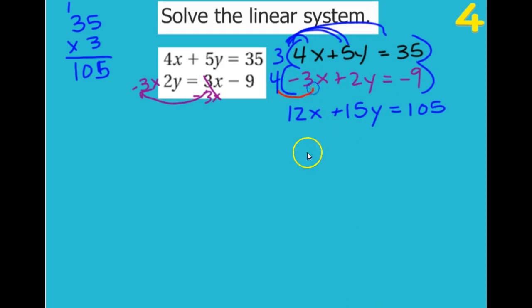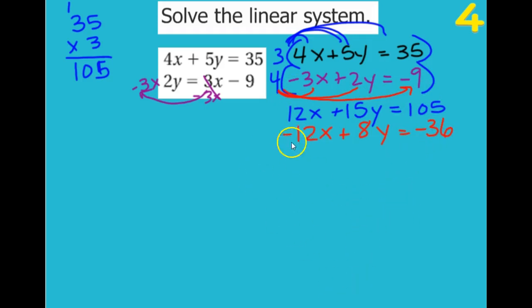Then on the bottom, 4 times -3 is -12x. 4 times -2 is -8y. And then 4 times -9 is negative, well, 4 times 9 is 36.